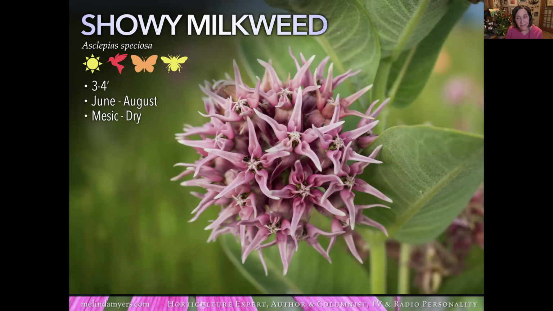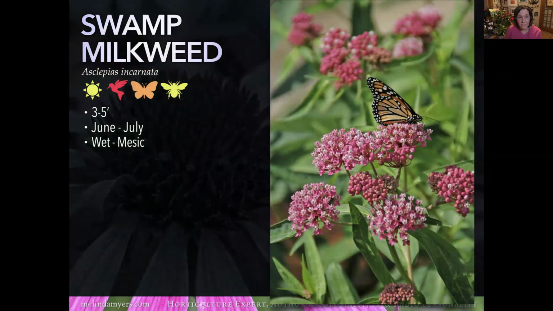Showy milkweed has the same monarch appeal that common milkweed does, but it's less aggressive. And so it's one that you may need to do a little seed control, but it tends to be less aggressive than common milkweed. 3 to 4 feet, blooms for a long period in the summer. Look at those unique flowers. Aren't they gorgeous? And has the same pollinator and hummingbird appeal as other milkweeds.